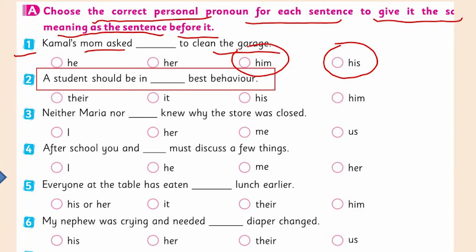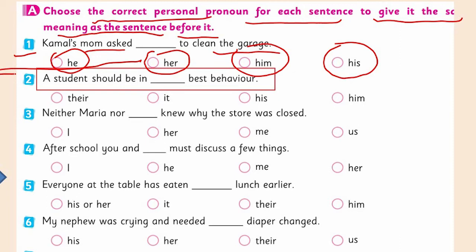शो करता है कि उससे या उसको. हर और ही, यहां पर ही भी नहीं इस्तेमाल होगा. Kamal's mom asked ही इनएप्रोप्रिएट है बिल्कुल. हर तो फेमिनाइन नाउन के लिए इस्तेमाल होगा, लड़की के लिए.